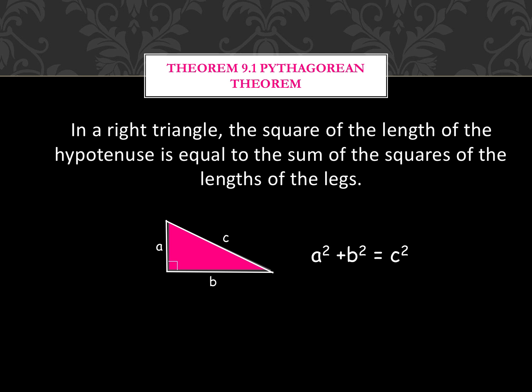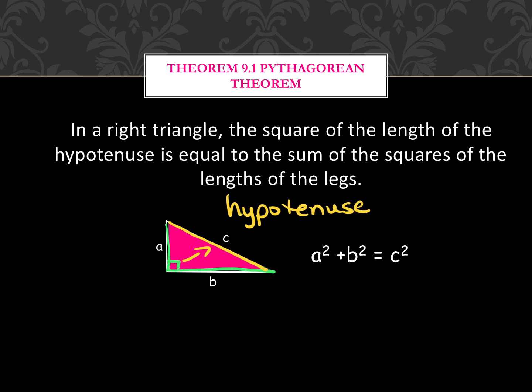The Pythagorean Theorem is a squared plus b squared equals c squared, and you can only use this for right triangles. So in a right triangle, the square of the length of the hypotenuse is equal to the sum of the squares of the lengths of the legs. In this picture, my legs are the A and the B. They are the sides that are forming this right angle. And then the longest side of my right triangle, the side across from the right angle, this is my C, and this is called the hypotenuse.